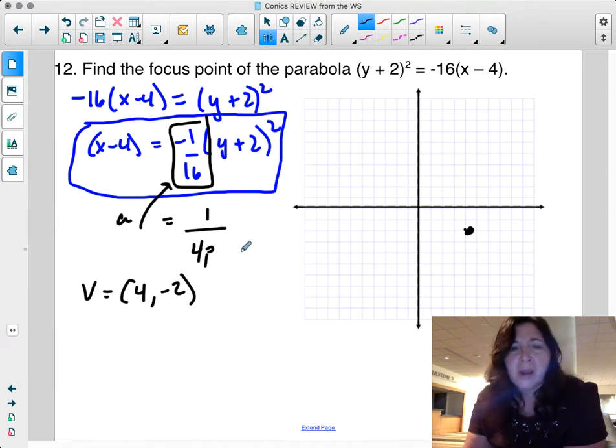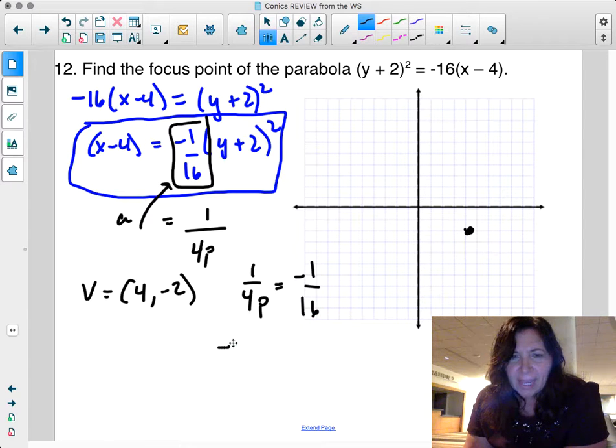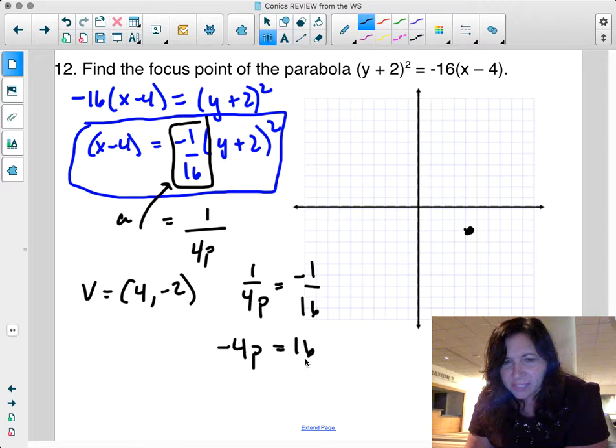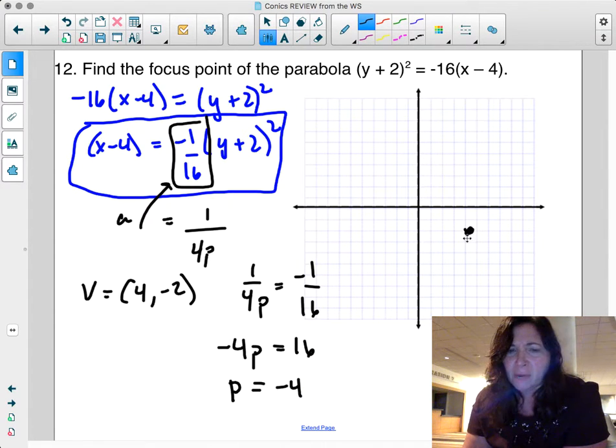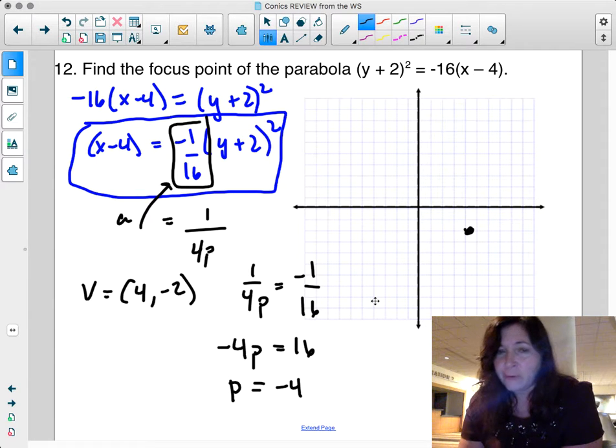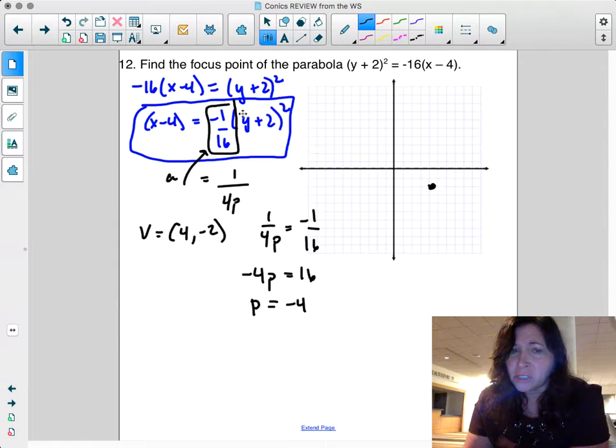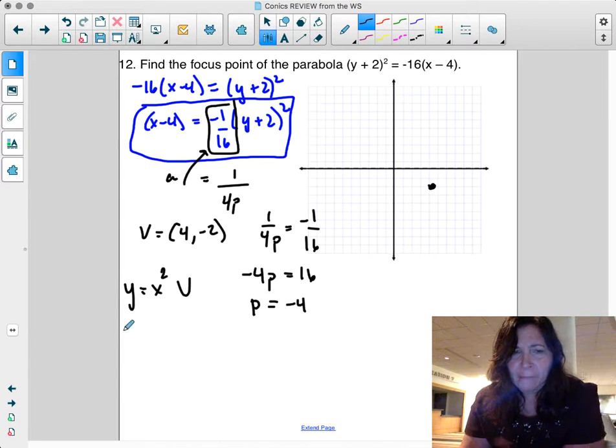From there, let's set this up and go 1 over 4p is equal to 1 over 16. So I have negative 4p is equal to 16. So p is equal to negative 4. Which means that my graph is going to go either down or to the left 4, depending on what my graph actually looks like. See right here, if my graph looks like this, a y equals positive x squared, my graph would go up like that.